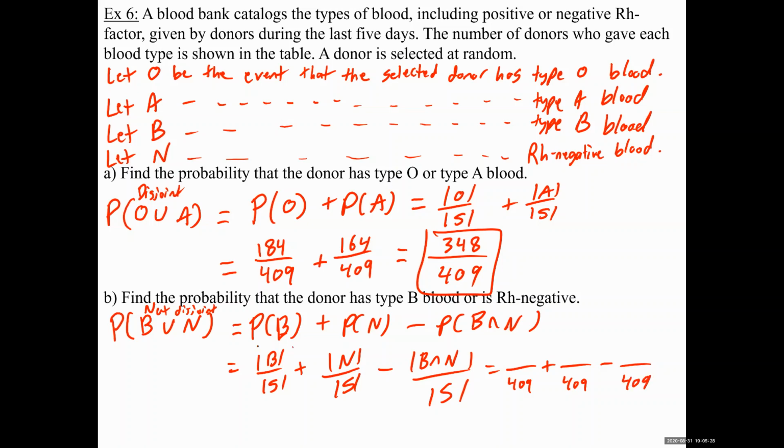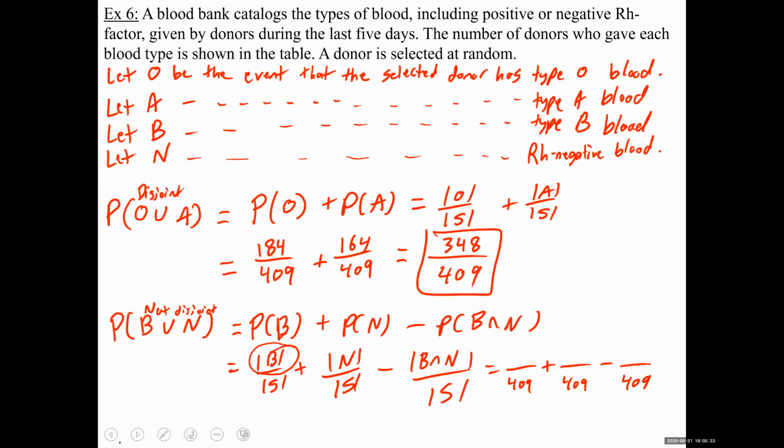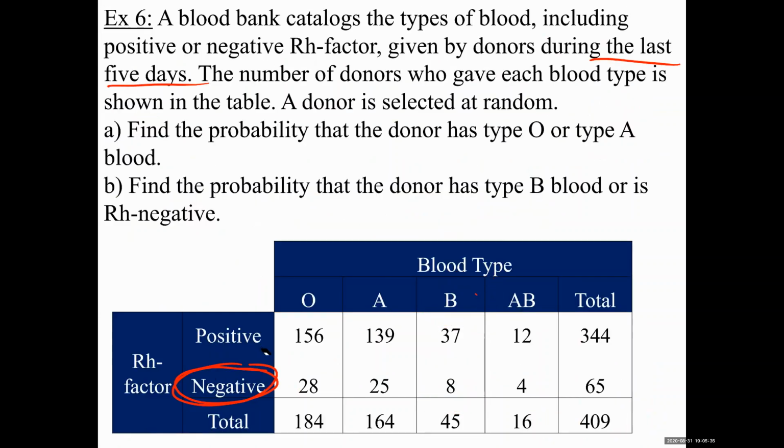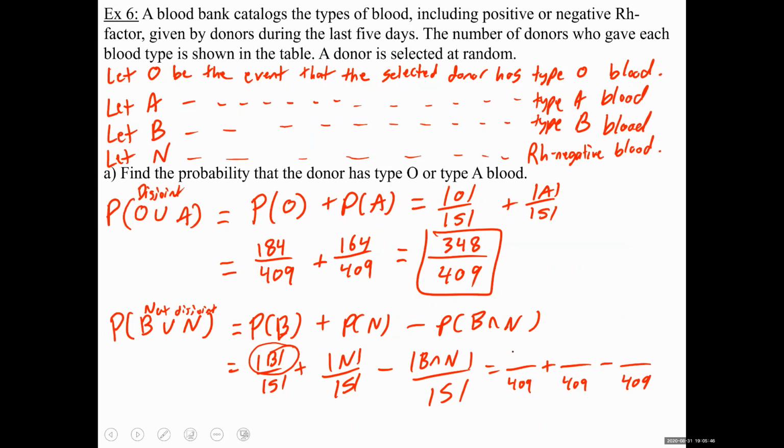We've got to count the people who have type B. Oh, we did that? No, we didn't. Okay, let's go back. Type B. How many people have type B blood total? Let's look at negative. Oh, it's 45. Type B total is 45. Let's go forward here. So that's 45 there.